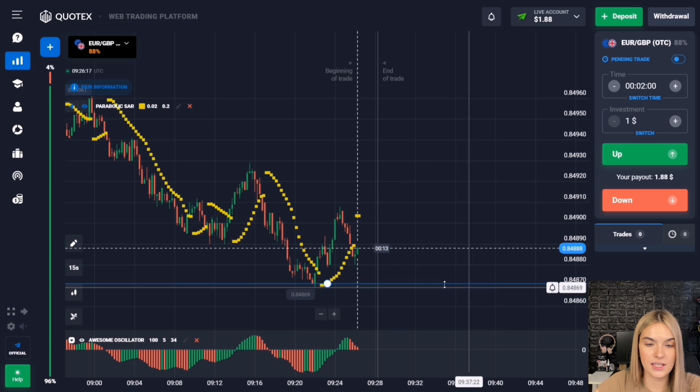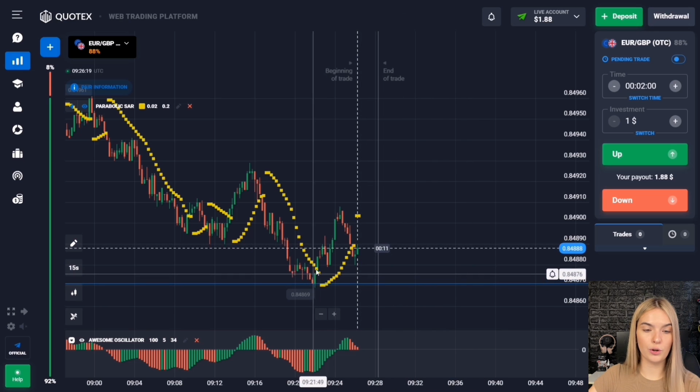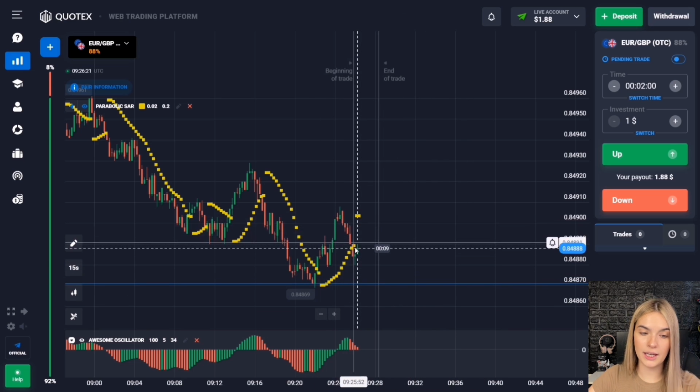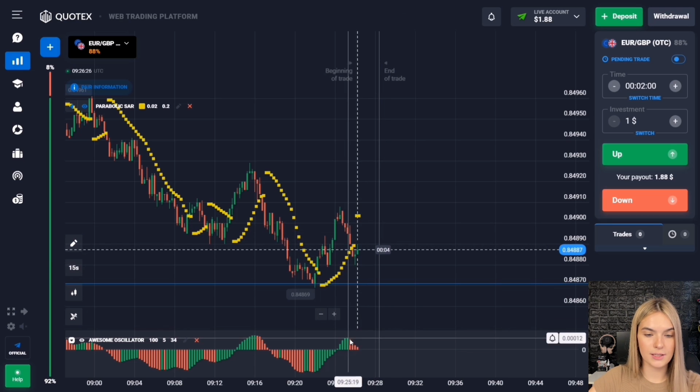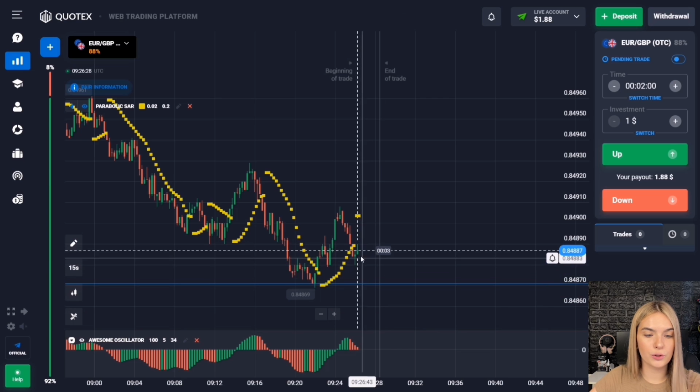Here we also have a similar situation. There is a level of support. Also after the pullback the price moves down again. Several points have already appeared and we see that volumes are growing to decrease. Let's open a deal here also for 2 minutes to decrease.